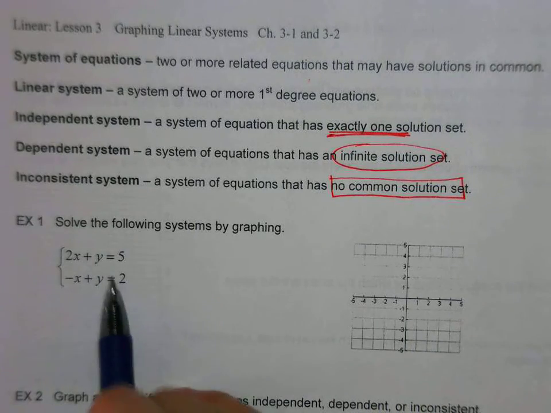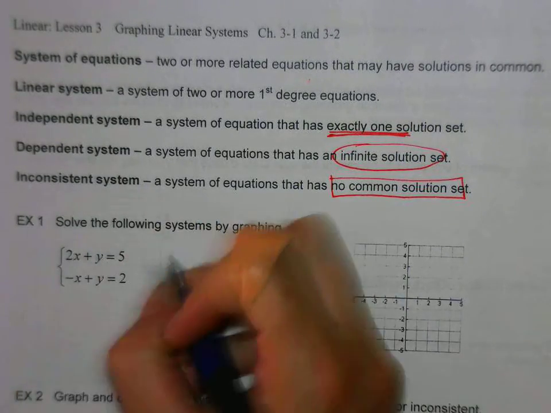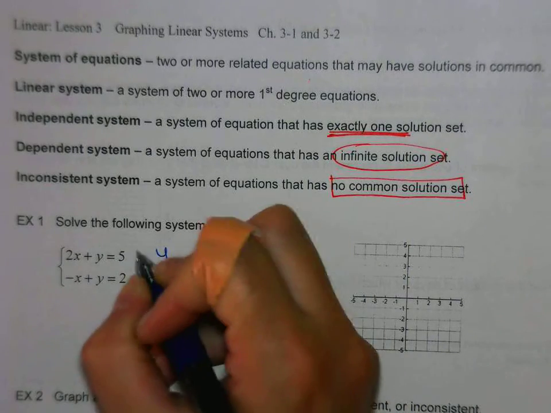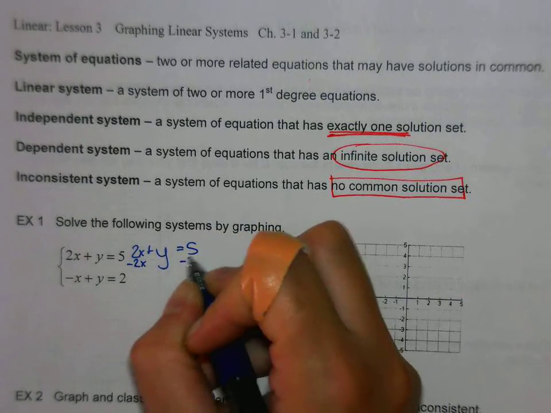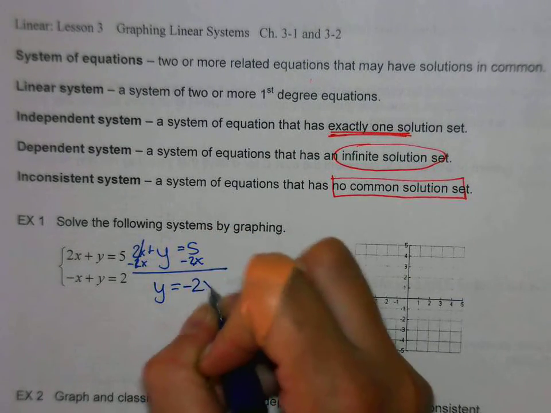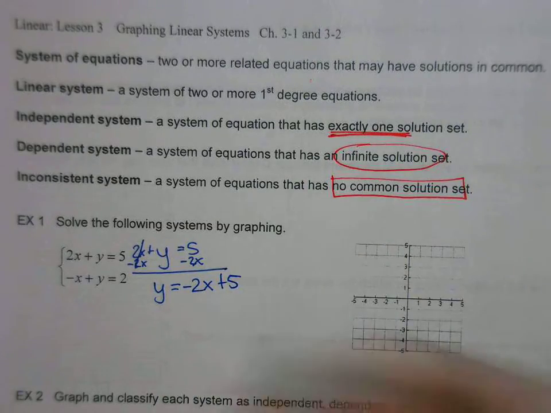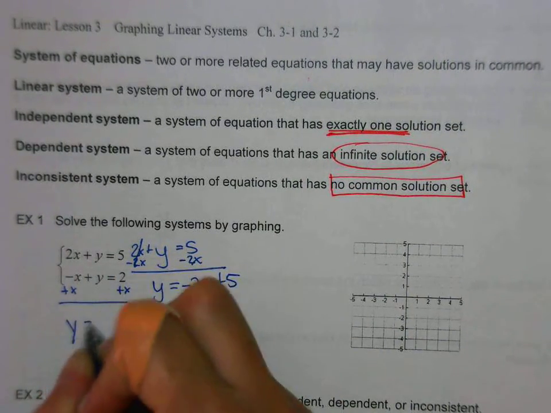First, we want to solve this by graphing, so we want to put it in slope-intercept form. For this first equation, 2x plus y equals 5, we want to get y by itself, so let's subtract 2x from both sides. So y equals negative 2x plus 5. And then for the second one, we could add x to both sides.